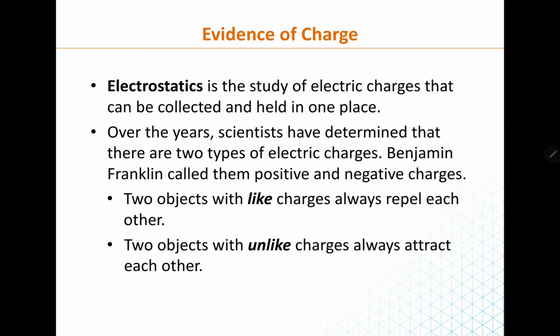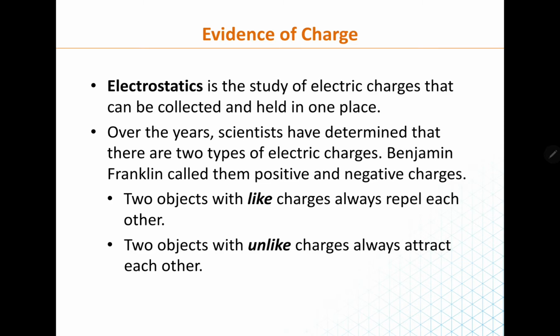Over the years, scientists determined that we have two types of electric charges, which are positive and negative charges. Two objects with like charges always repel each other, and two objects with unlike charges always attract each other.